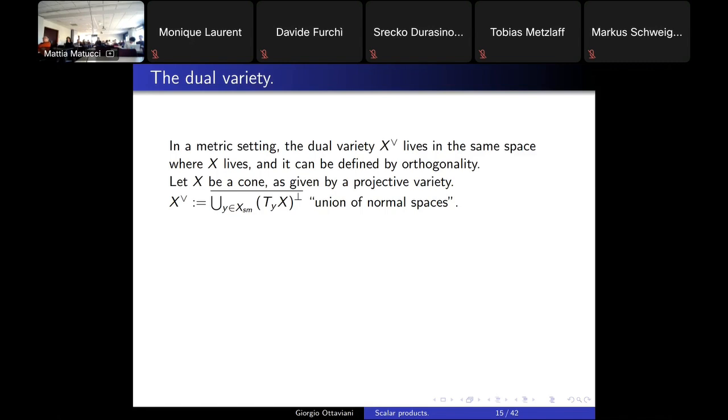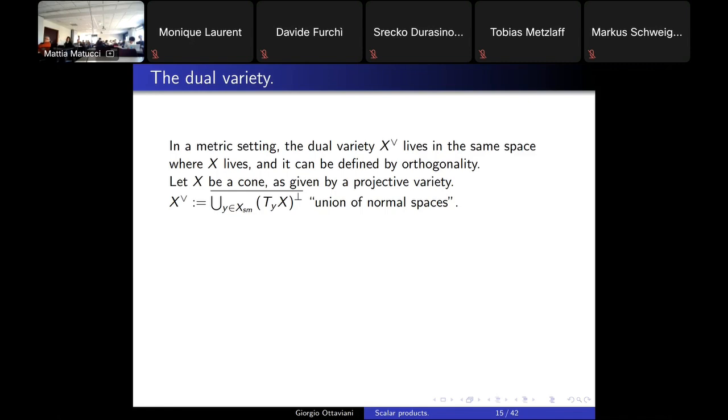Translate it. Exactly. I translate into the origin of the normal. Well, I don't translate. I just consider here vector subspaces. Here is the union, and this is again a cone. And this is a nice way. It is exactly what is called the dual in convex theory. There is a notion of dual convex cone, and it is exactly this one.